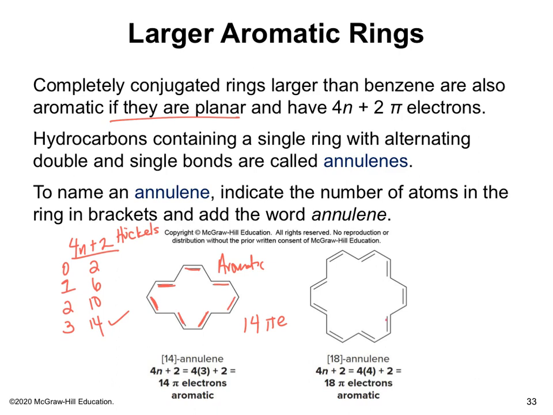What about this one? 1, 2, 3, 4, 5, 6, 7, 8, 9, 10, 11, 12, 13, 14, 15, 16, 17, 18. So 18 does meet Hückel's requirement. These are both going to be aromatic.